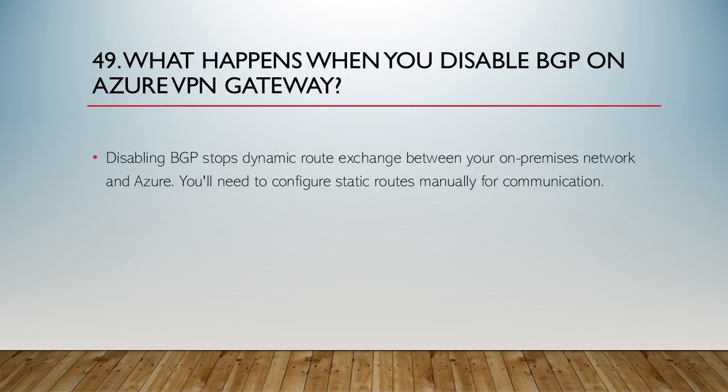49. What happens when you disable BGP on Azure VPN Gateway? Disabling BGP stops dynamic route exchange between your on-premises network and Azure. You'll need to configure static routes manually for communication.